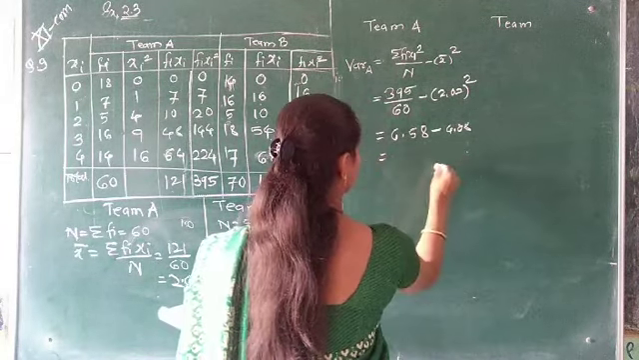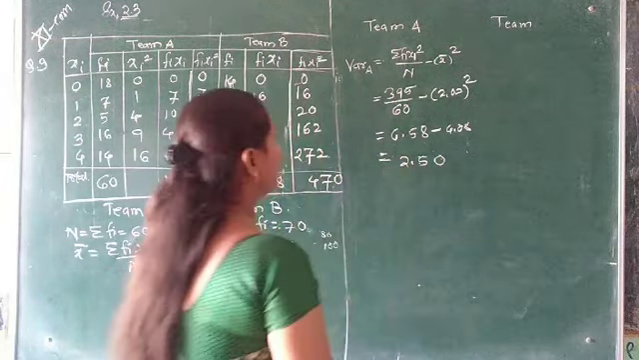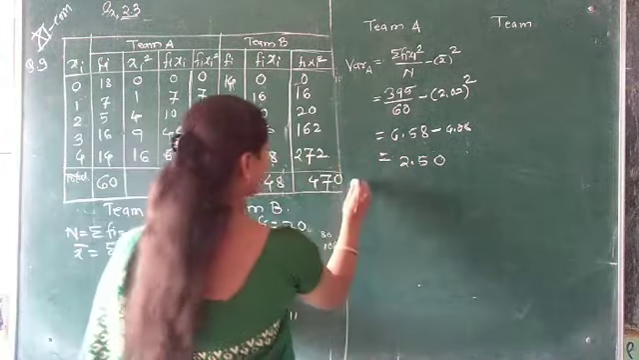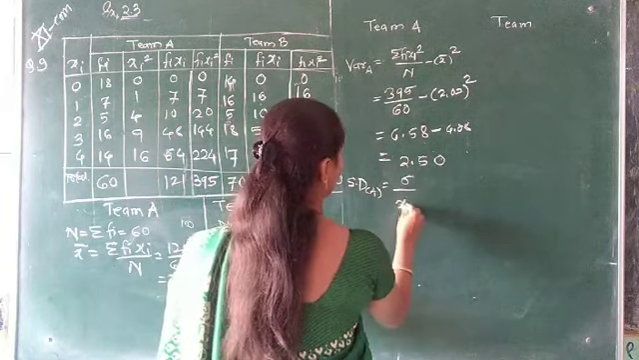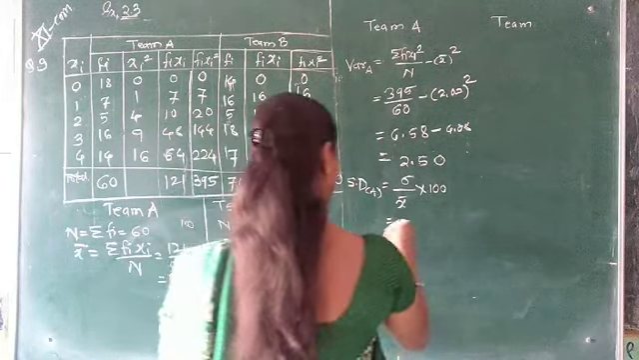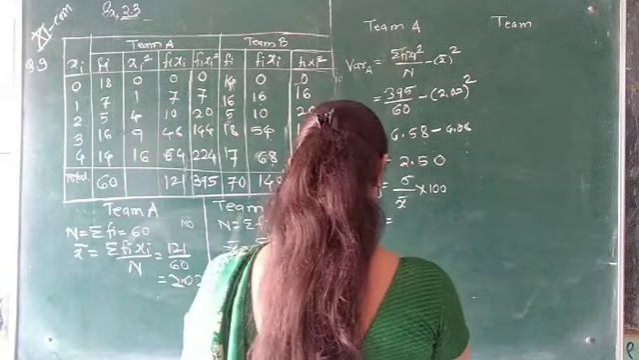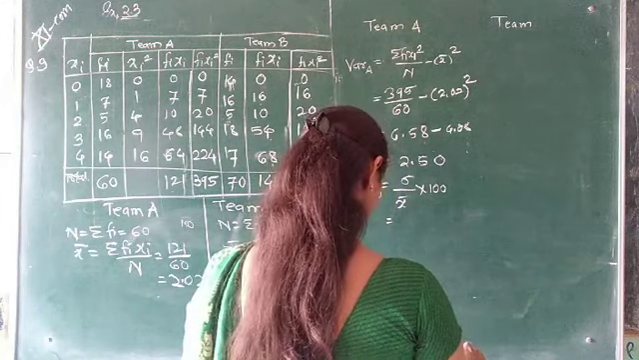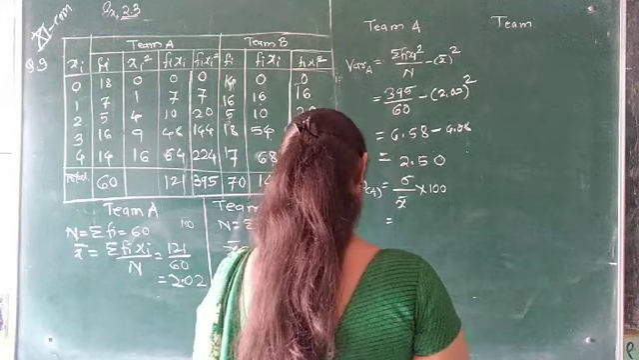The 8 minus 8 is 0, 5 and 6 minus 4 is 2.50. Variance of team A is 2.50. Now find the coefficient of variation of team A, that is sigma divided by mean into 100. Here see, we have given the values of root 22. Root 22 is 4.6904, and here we have to find the value of root 26.